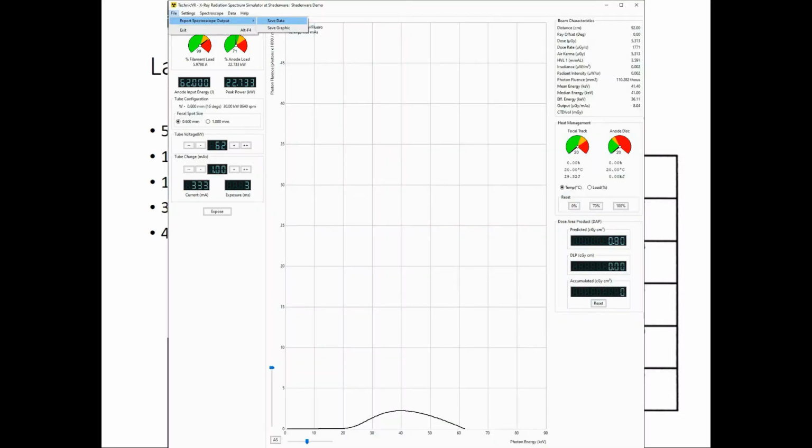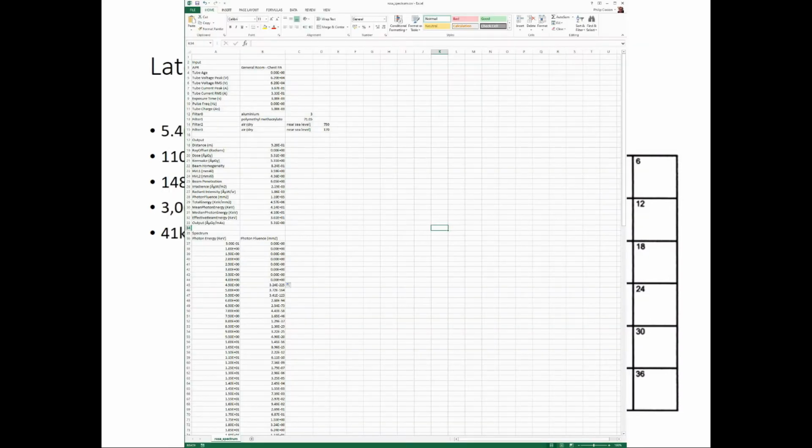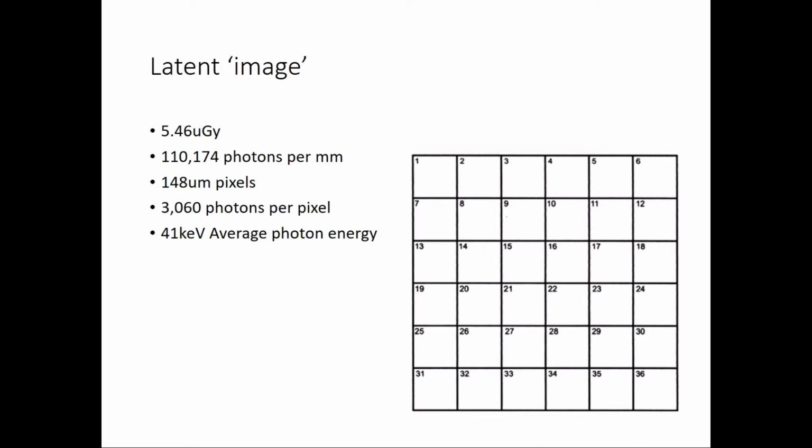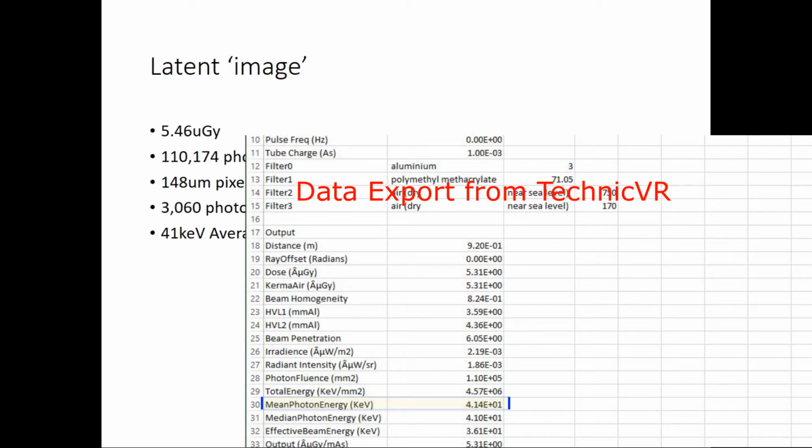So I did all these calculations so you wouldn't need to, but that works out at 110,000 photons per millimeter squared of x-rays. Now the pixels in my detector are 148 micrometers across. So each pixel is a certain size. That works out at 3,000 photons per pixel. So there are 3,000 x-ray photons landing on every pixel. And the average photon energy is 41 keV.